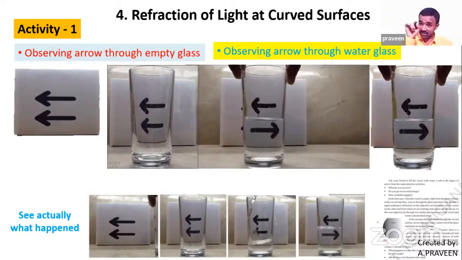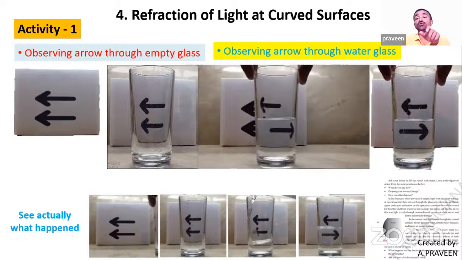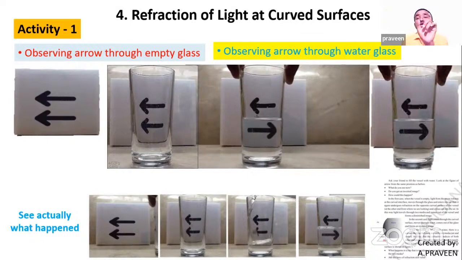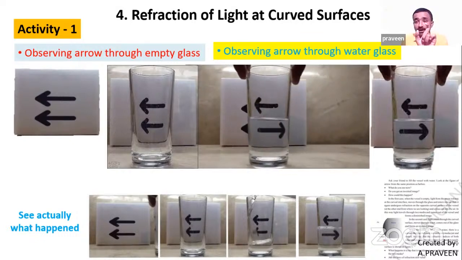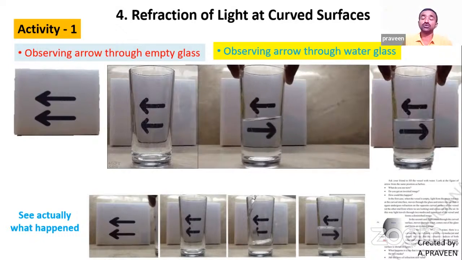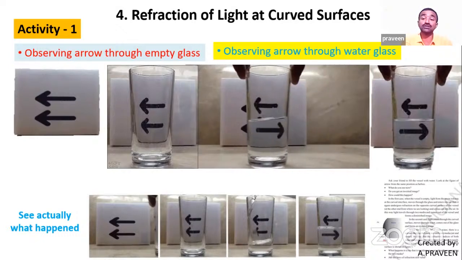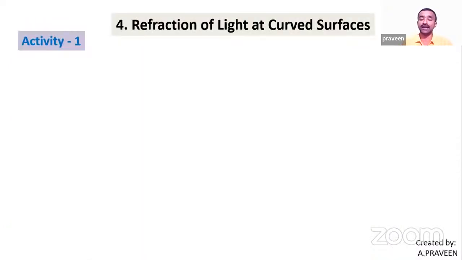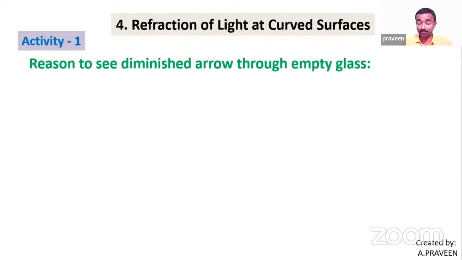But in the same activity, they ask what happened in this phenomenon or process. Can you draw a ray diagram, or can you explain that phenomenon using a ray diagram? So now you are able to draw the ray diagram for the phenomenon. What happened? The reason simply to see the diminished arrow through the empty glass. So now you are observing the process from the top of the glass.